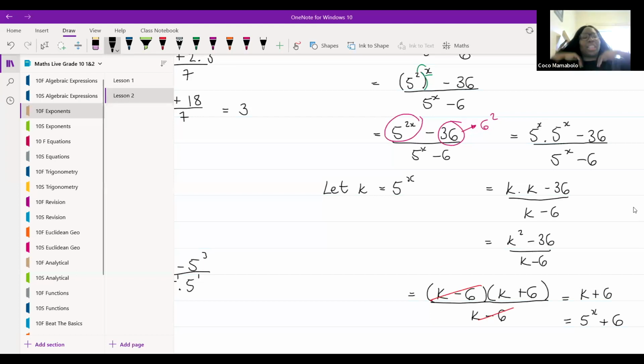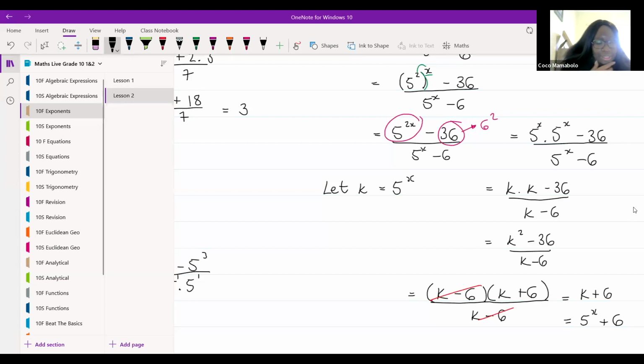Ma'am, do we just end it like 5 to the x plus 6? You can't end it with k plus 6 because remember our original question didn't have k in it. We introduced k, so we can't leave it with the k in there. We must finish it off properly.